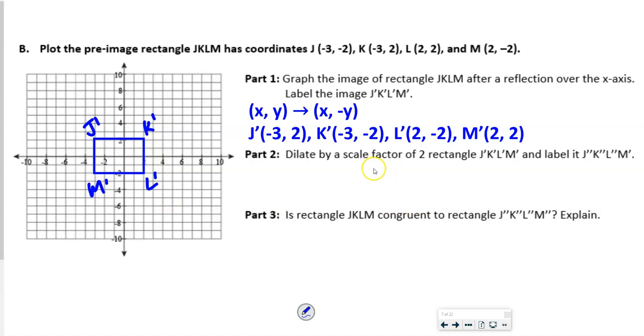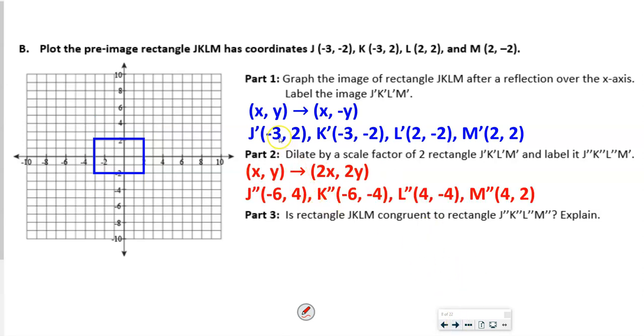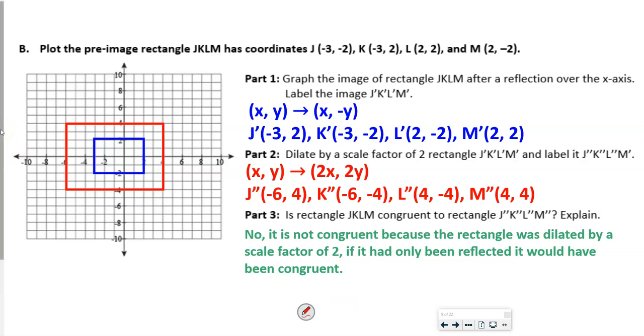Okay, so then it says dilate by a scale factor of 2. That means we're going to multiply everything by 2, right? So that's going to give us 2x, 2y. I'm going to go ahead and apply that rule. So we're multiplying 2 times -3, 2 times 2, 2 times -3, 2 times -2. See what these numbers are? 2 times -3 is -6, and so on, okay? And so when we plot those points, we get -6, 4. That was our J double prime, K double prime, L double prime, and M double prime.